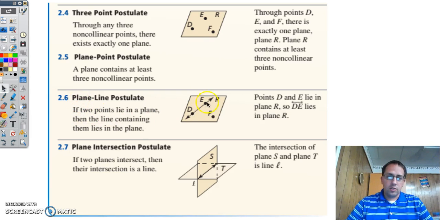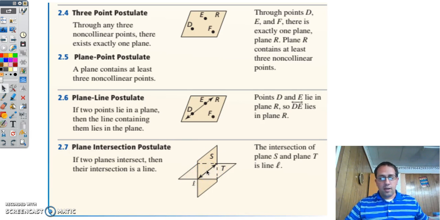There it is. Next, the plane-line postulate. If two points are on a plane, then the line that contains those points is also going to be on the plane. Right? Because if those points are on a plane, whatever line goes through those points also has to be there. And then we have the plane intersection postulate, which says if two planes intersect, then their intersection is a line. And that's the only way to do it.